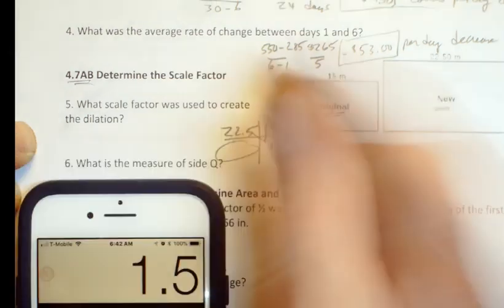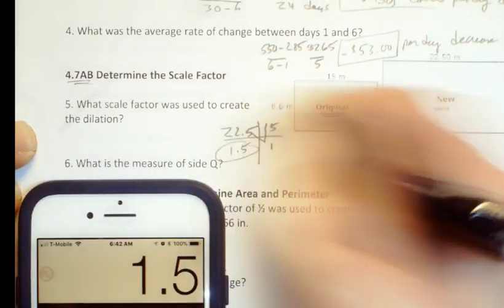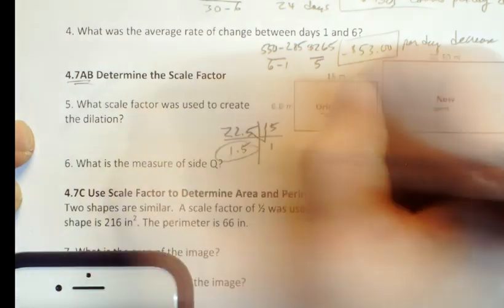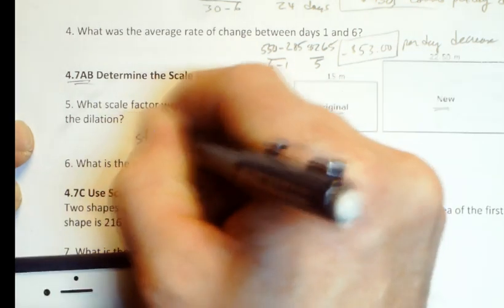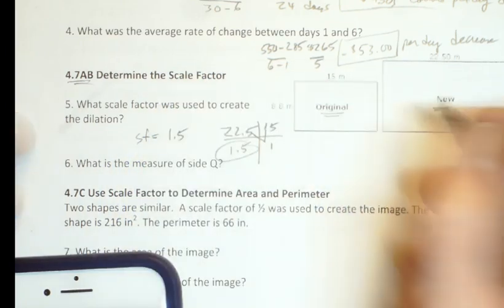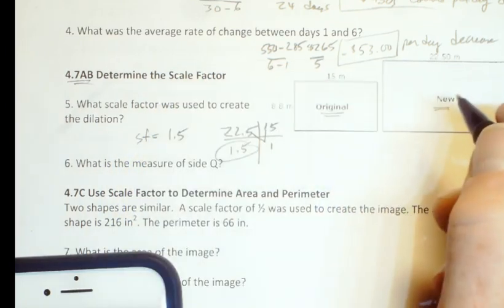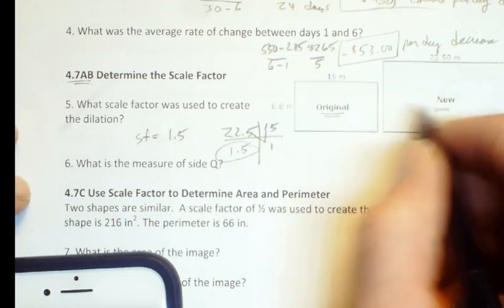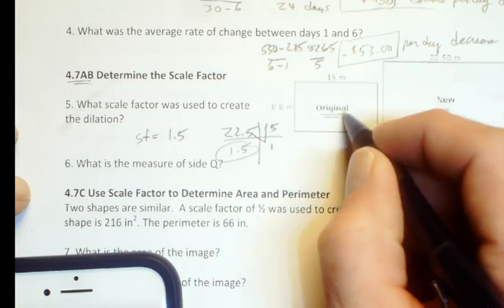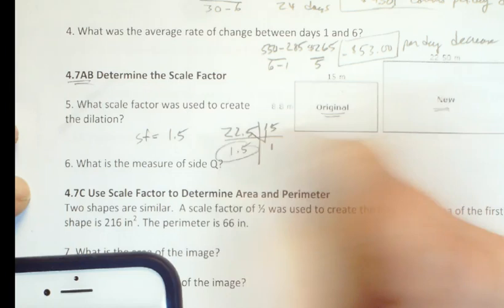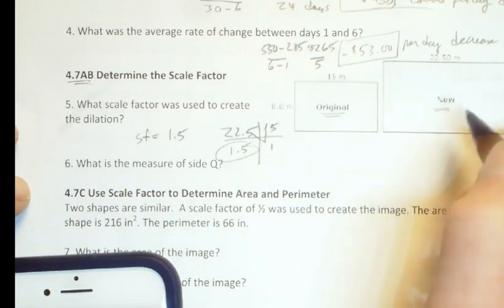So it's 1.5. That's kind of what I thought. I knew it wasn't big enough to be 2. So what scale factor was used? A scale factor equals 1.5 because it got larger. You could call it 3/2 if you wanted to as well. Of course, going from the new to this one here, if we had started with this, the original would be just the opposite of 1.5 or 3/2, which would be 2/3.